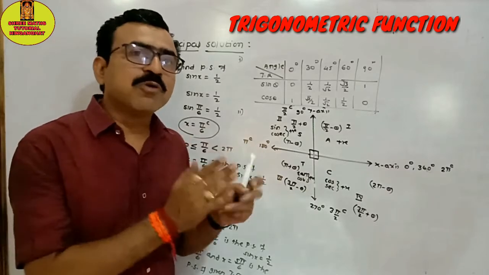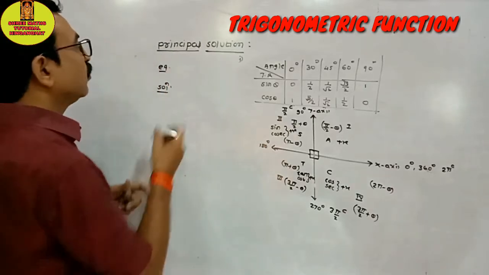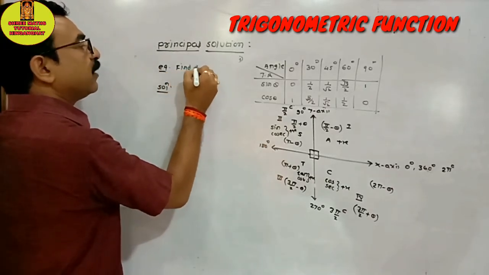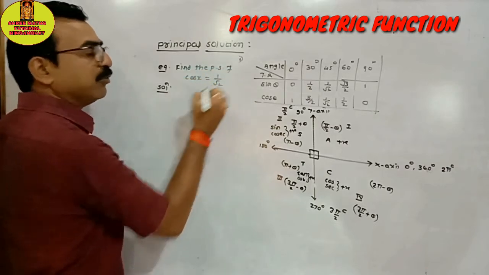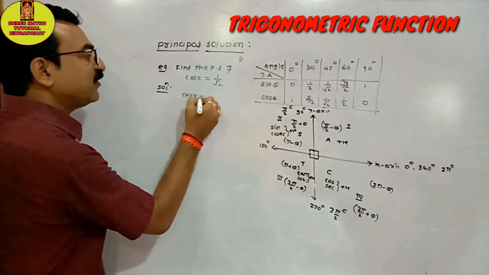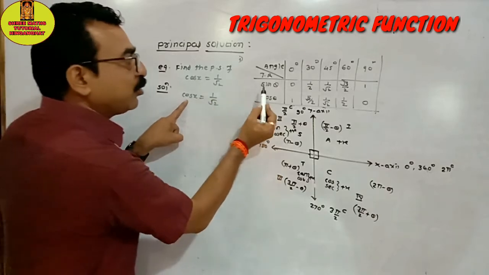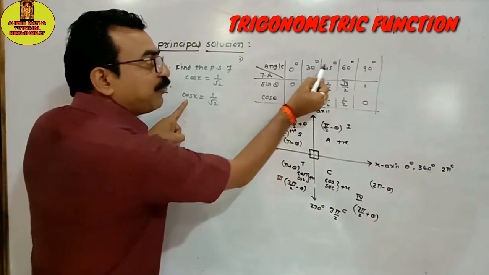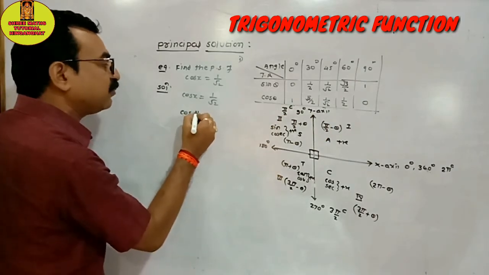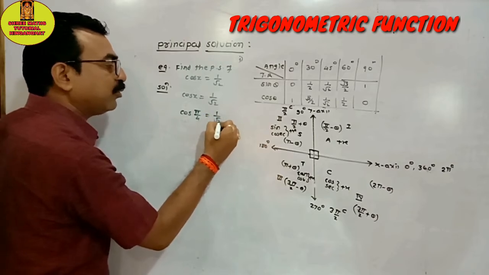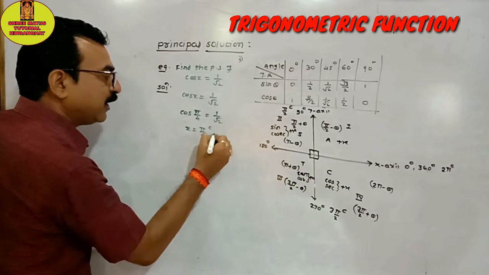Now let us take one more example. So find the principal solution of cos x is equal to 1 by root 2. Okay? So cos x is equal to 1 by root 2. Cos of which angle is equal to 1 by root 2? So from previous knowledge, cos of 45 is equal to 1 by root 2. So write down cos of 45 degree. 45 degree means pi by 4 radian is equal to 1 by root 2. So by comparing, you get x is equal to pi by 4 radian.